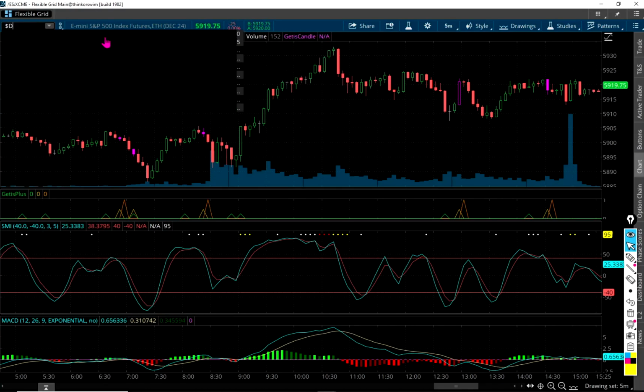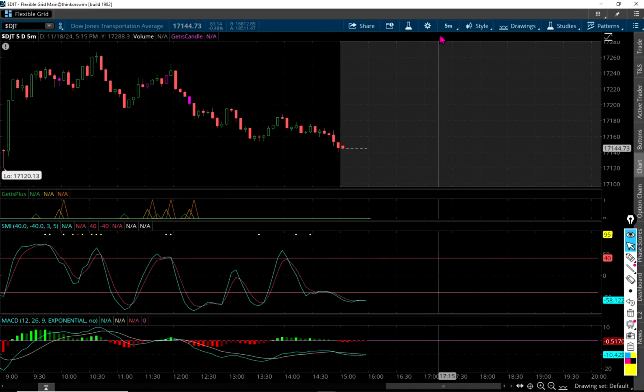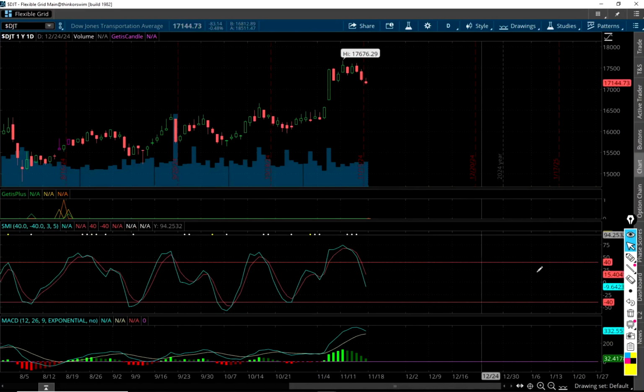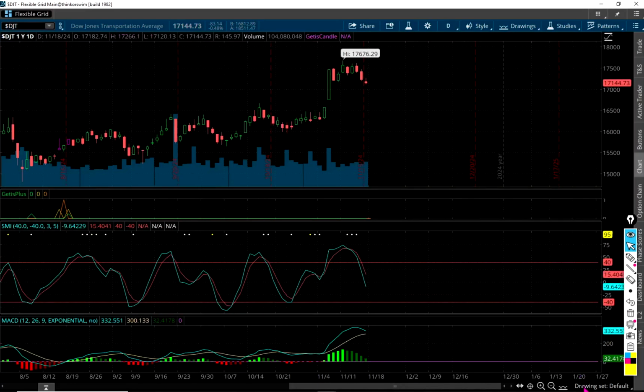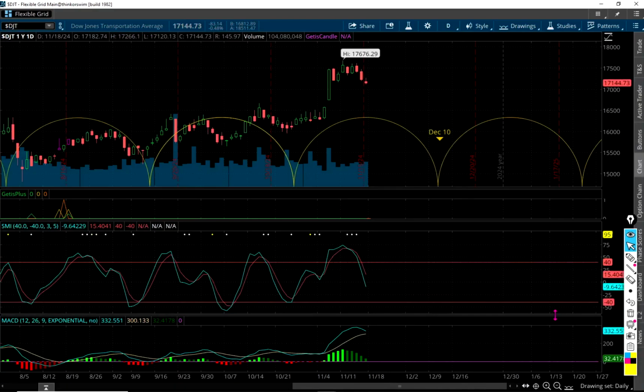We'll start with the Dow Jones Transportation. Go to the daily chart. Looks like this is unfinished business, guys. To me, it looks like it wants to come down, just like I saw on the S&P 500 futures. I don't think it's done. I think there's more decline here.